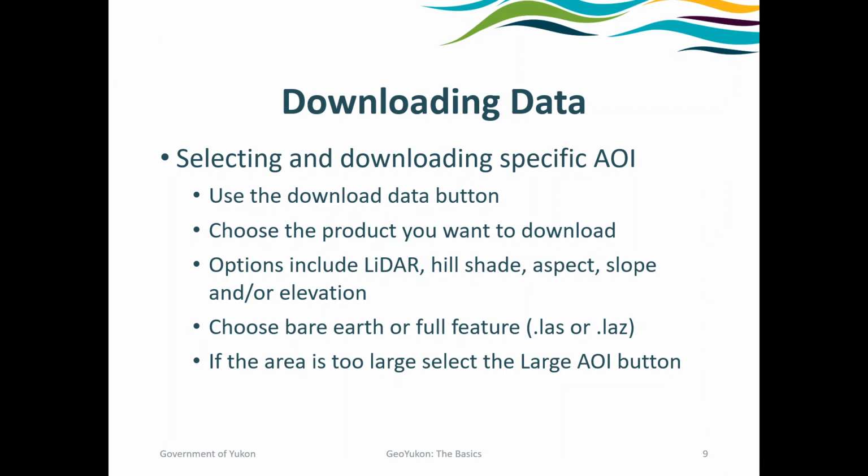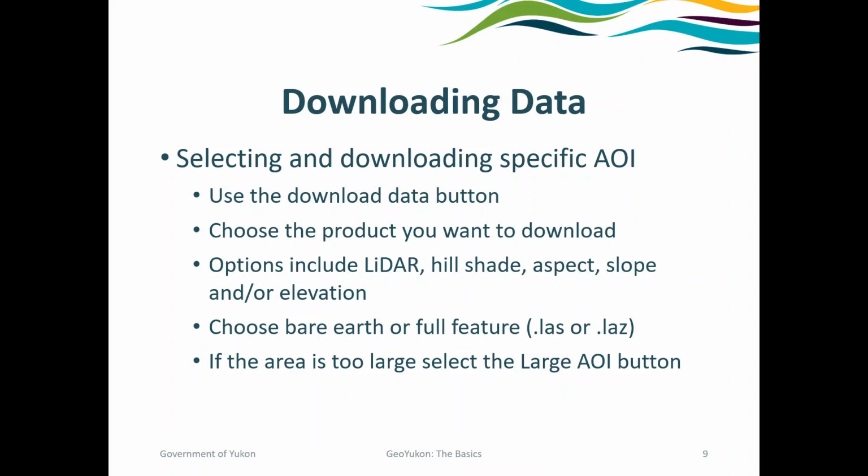Options include LiDAR. You can download the raw LAS, and if you know how to manipulate it, or if you want a specific return, that's probably the product that I would recommend. Or you can get the application to generate the product that you want, such as a hillshade, an aspect, a slope, or you can get the Bare Earth as well. You'll also want to choose if you want bare earth or full feature, and then you're going to have to choose if you want LAS or LAZ, which is just a compressed version of LAS.